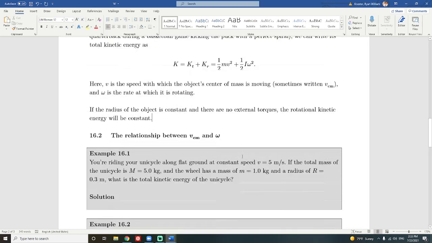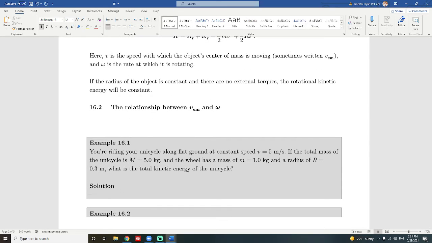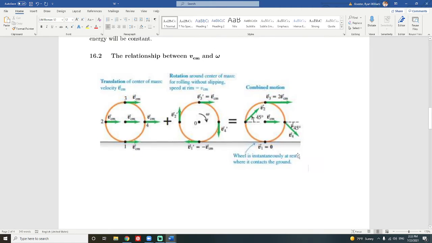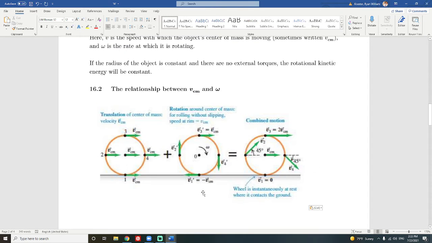Okay, cool. So then let's talk about the relationship between the center of mass velocity and the angular velocity. And now I found an image online that I kind of like, so I'm going to just copy and paste that in here. And we'll break it down. We're actually not going to go into a lot of detail with this because this can be a little bit complicated, and I'll tell you what the point is after I talk about this just a little bit.